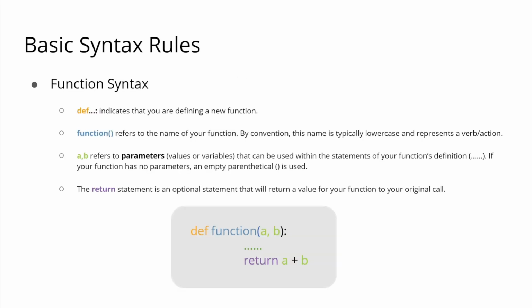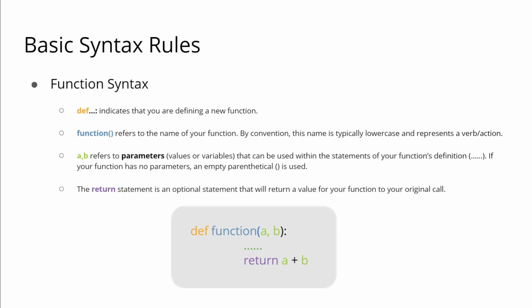So the Python language also consists of functions. Now we have to understand what the syntax of a function is. We write def, which indicates that you are defining a new function. Then the name of the function, by convention, is typically lowercase and represents a verb or action. Now a and b refer to parameters that can be used within the body of your function's definition. If your function has no parameter, then empty parentheses are used. So you can see the basic syntax at the bottom of the page.